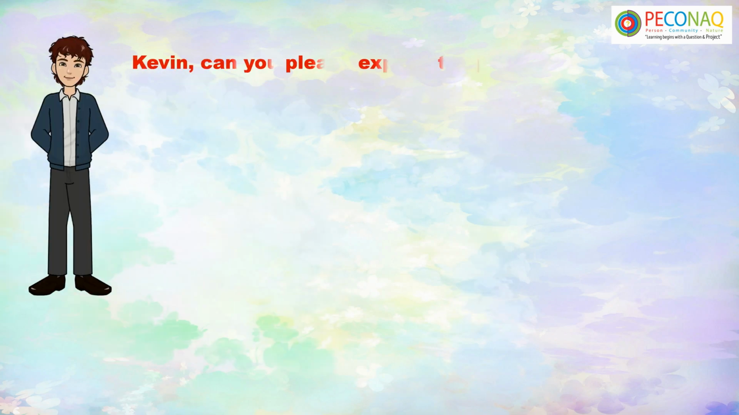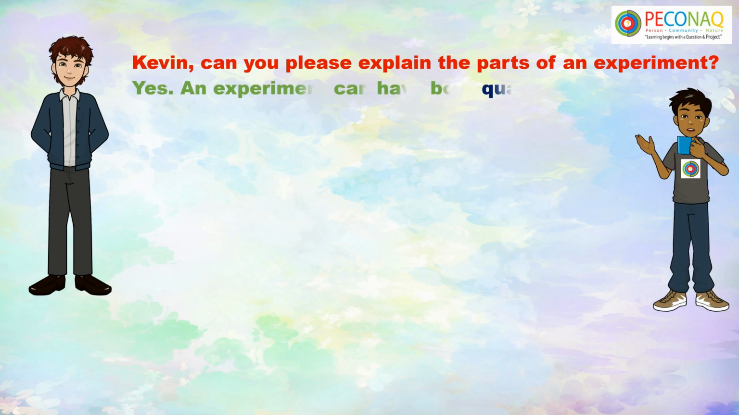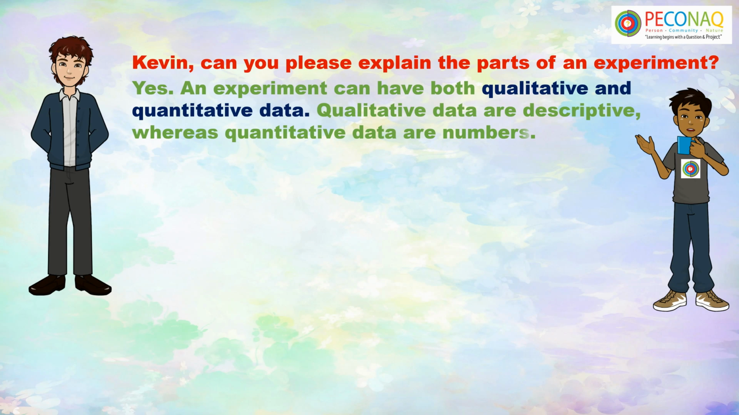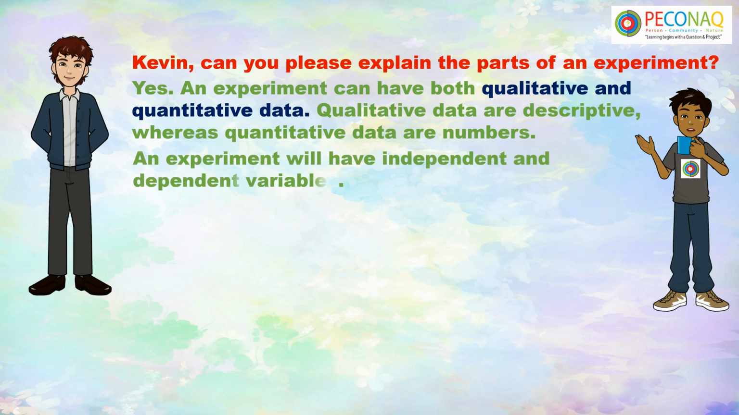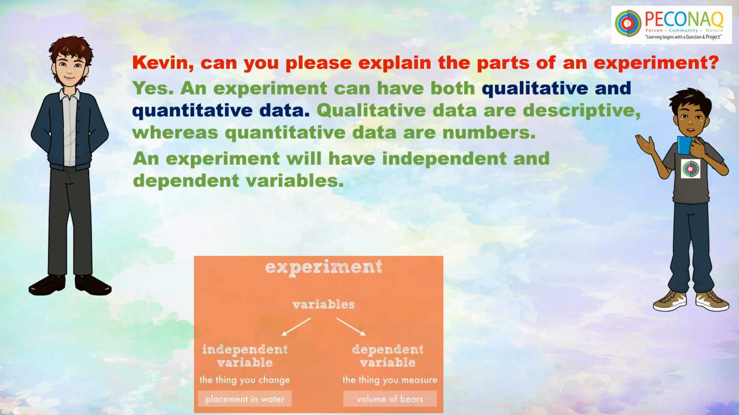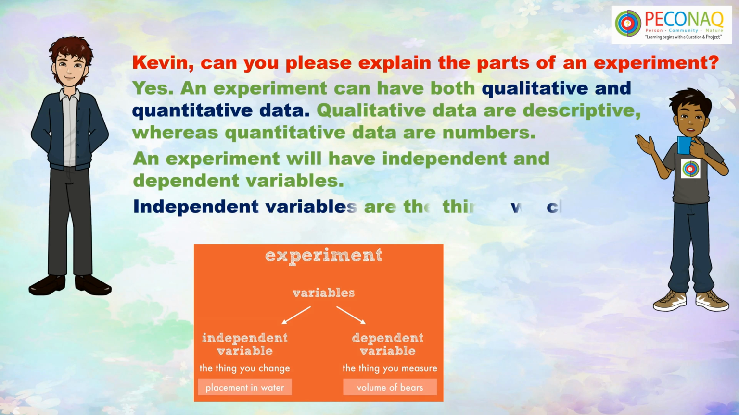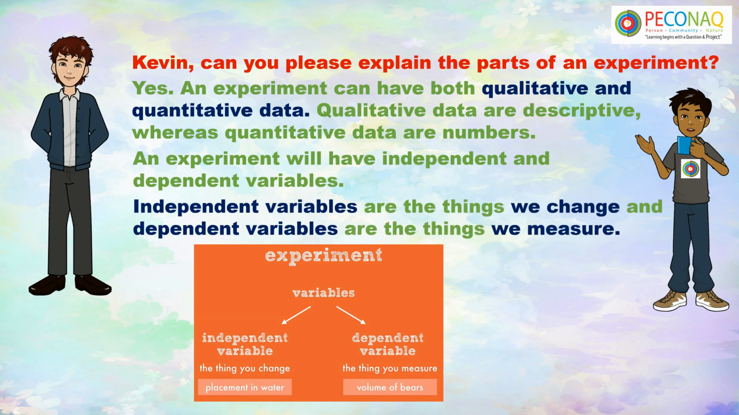Kevin, can you please explain the parts of an experiment? Yes. An experiment can have both qualitative and quantitative data. Qualitative data are descriptive, whereas quantitative data are numbers. An experiment will have independent and dependent variables. Independent variables are the things we change. Dependent variables are the things we measure.